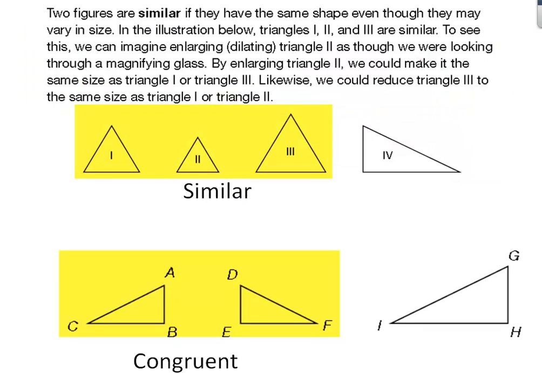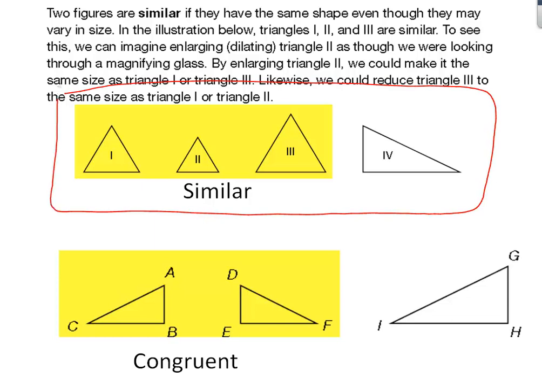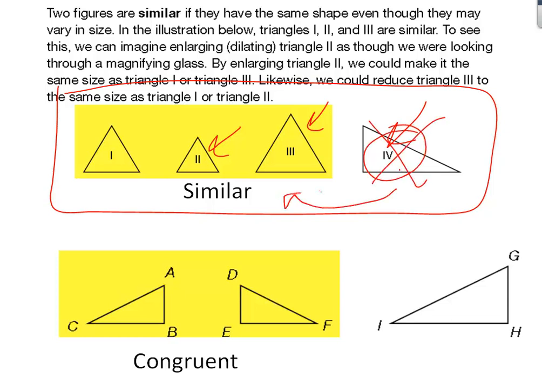When figures are similar, they have the same shape even though they may be different sizes. When they're congruent, they're the exact same shape. So when you look here at this first set right here, these three that I've marked in yellow are similar because they're the same shaped triangle, but they're different sizes. This one's smaller, this one's bigger, but they're all the same shape. They're all regular triangles. They all have equal sides, where this one does not. So number 4 is not similar to these three. But all three of these are similar because they're the same shape but different sizes.